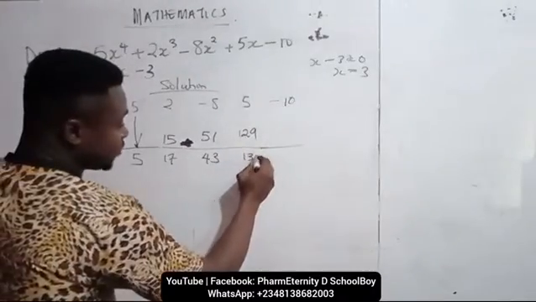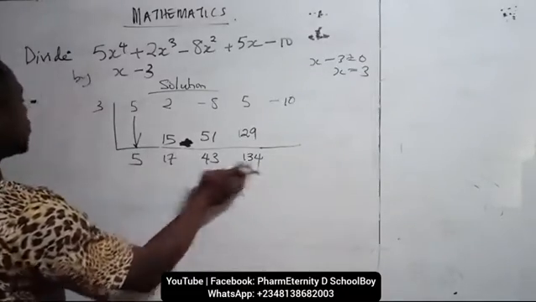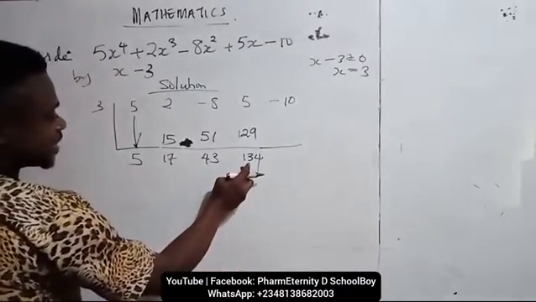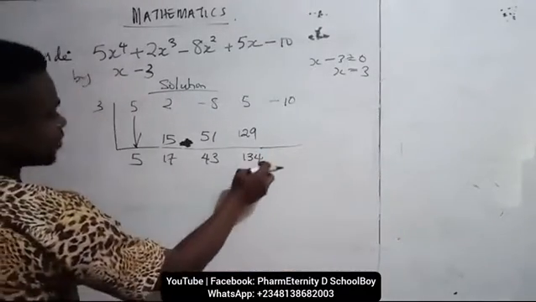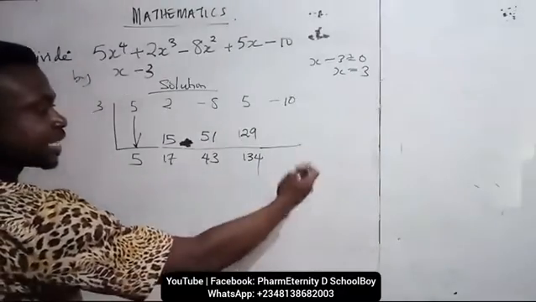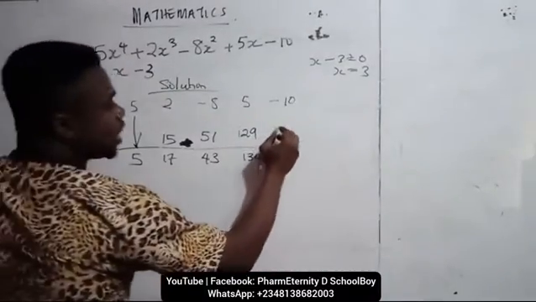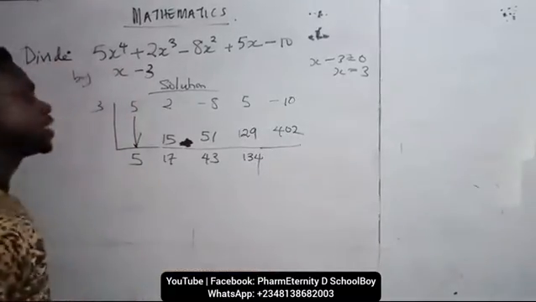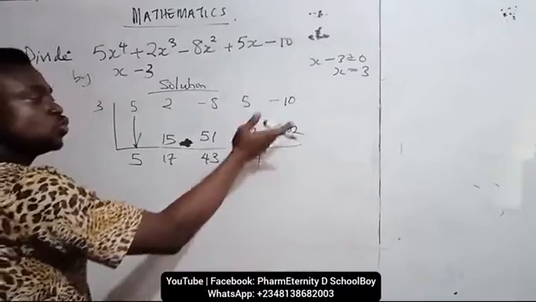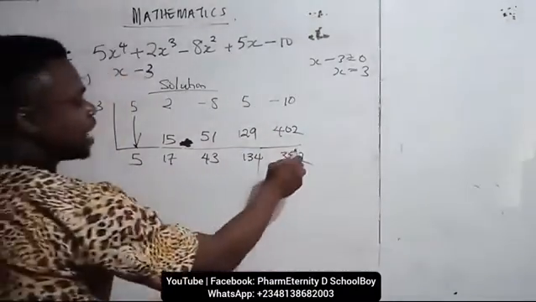So we have 134. We continue multiplying by 3. 3 times 134. 3 times 100 is 300, 3 times 30 is 90, 3 times 4 is 12. So we have 300 plus 90, which is 390, plus 12 gives us 402. Now minus 10 plus 402 is the same as 402 minus 10, which is 392. As we can see, we have 392 here.